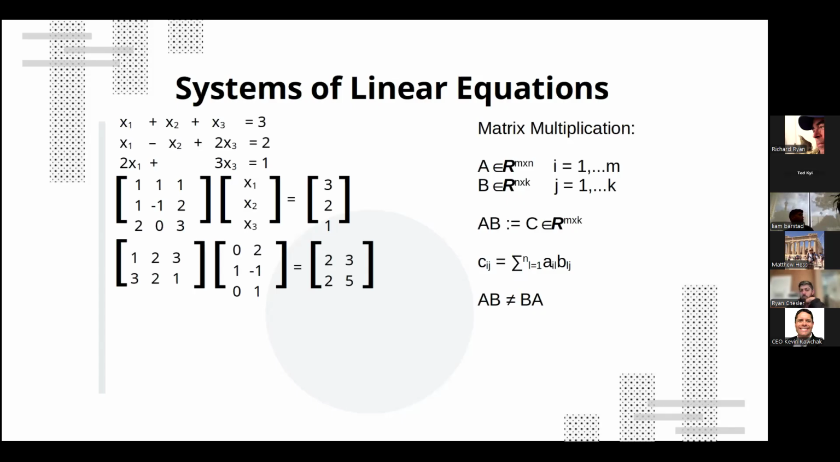The first row and the first column, that value is 1 times 0 plus 0 times 1 plus 2 times 1 plus 3 times 0 for the corresponding row and the corresponding column. And so you get 2. And then you do the same thing with the second column and you get 3. And then you go down to the second row of the first matrix and do the same thing and you get 2 and 5. 0 times 3, 1 times 2, 0 times 1 is 2, etc.